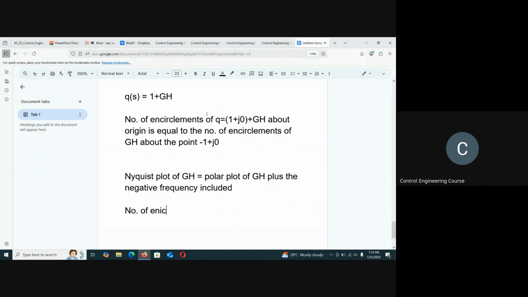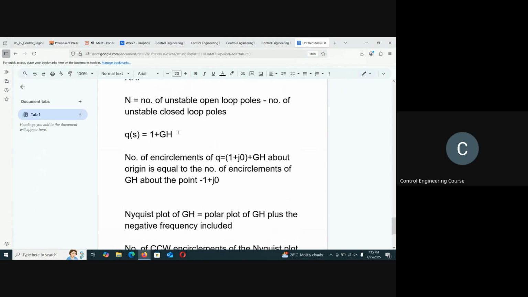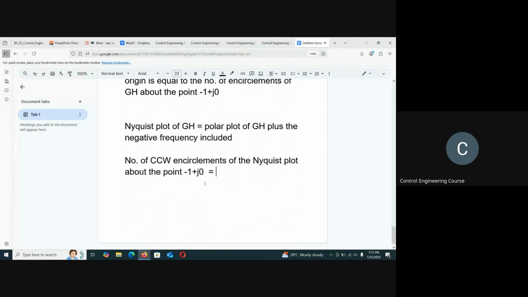So the number of counterclockwise encirclements of the Nyquist plot about the point minus 1 plus J0 is nothing but what you have derived, which is equal to, what? The number of unstable open loop poles minus the number of unstable closed loop poles.